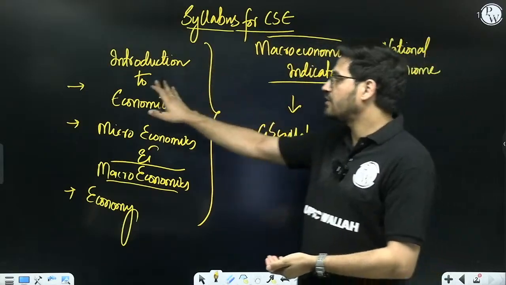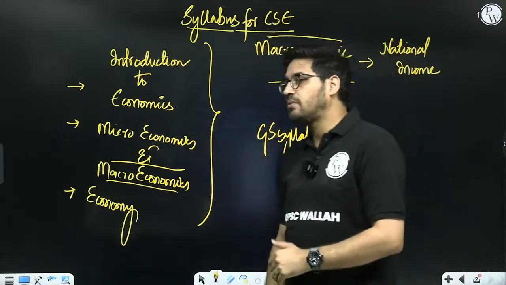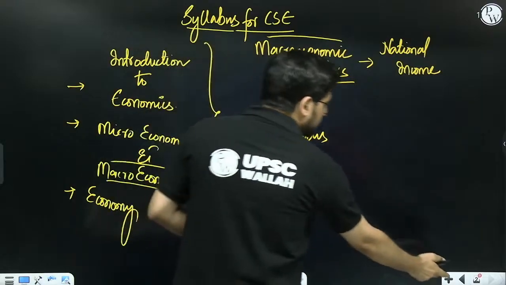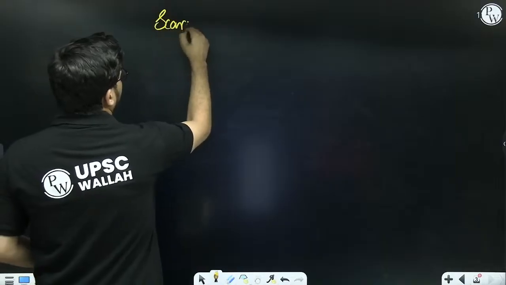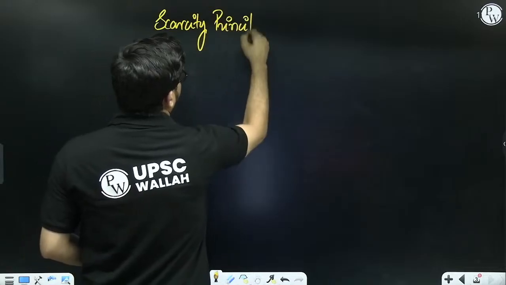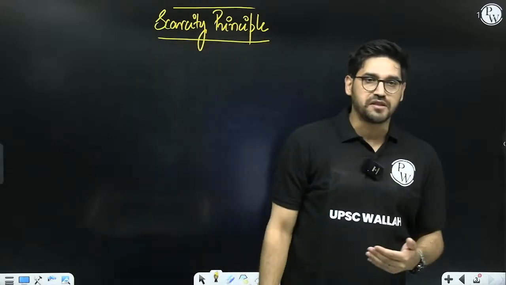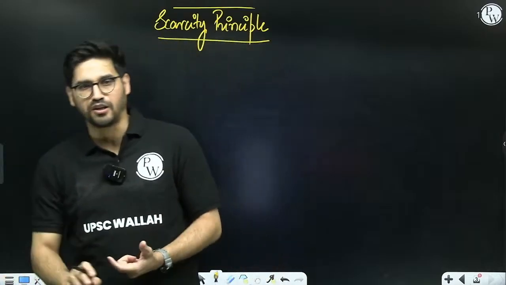So we'll start with what economics basically means. Now, what led to the birth of this subject, which is called economics? There is one thing that leads to the birth of this subject, and that one thing is called the scarcity principle. It is the scarcity principle which leads to the birth of this academic discipline which is called economics.